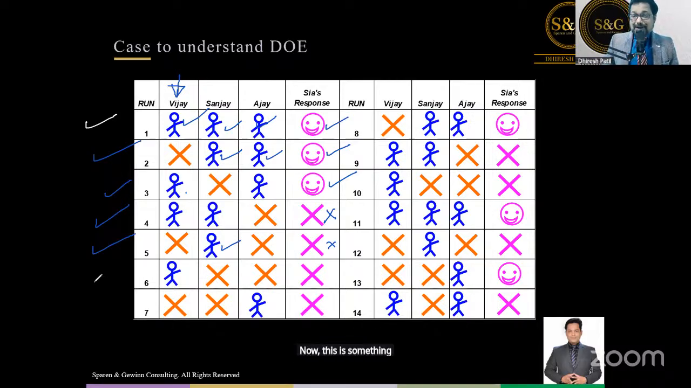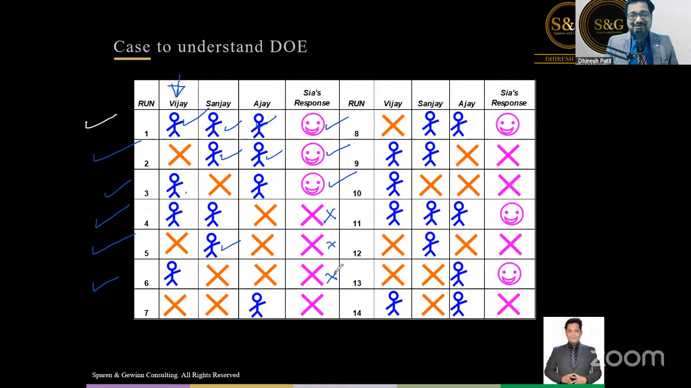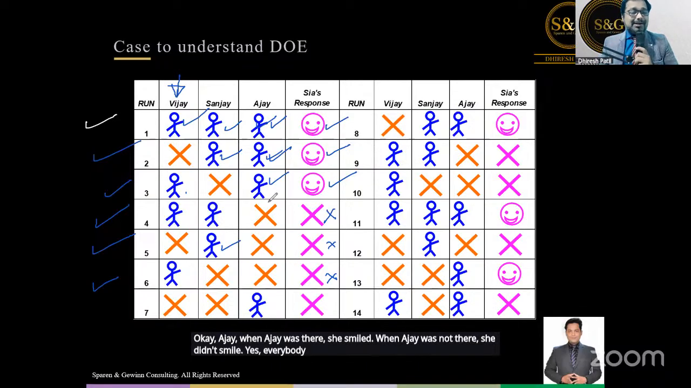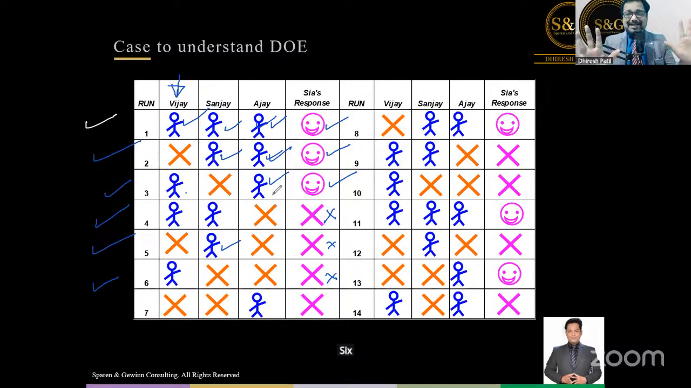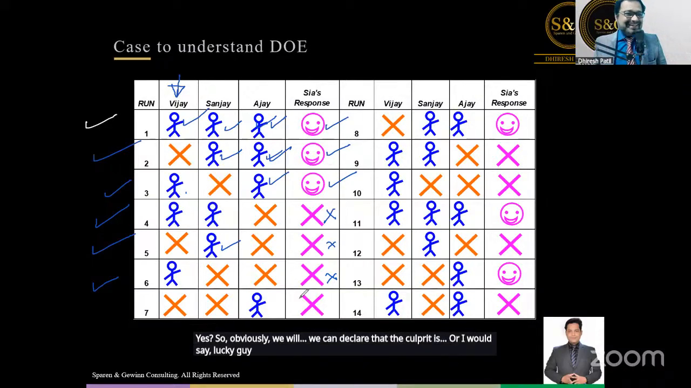The sixth one, even the neighbor Vijay, only he was there. Still, Sia didn't smile. So in the first six runs, if you observe, when Ajay was there, she smiled. When Ajay was not there, she didn't smile. Everybody with me till now? Six days, everybody with me, just type yes in the chat box. Yes. So obviously we can declare that the culprit, or I would say the lucky guy, is Ajay.